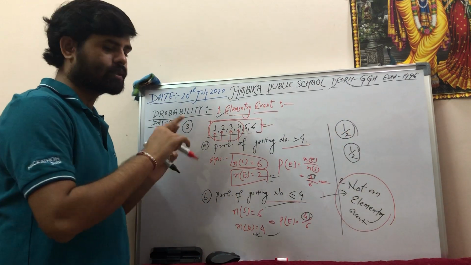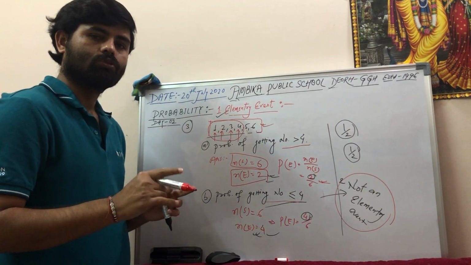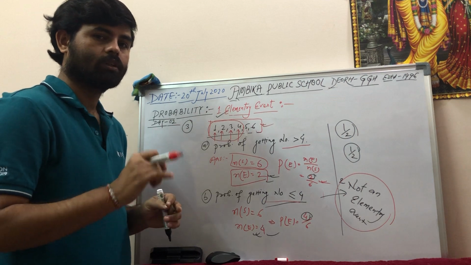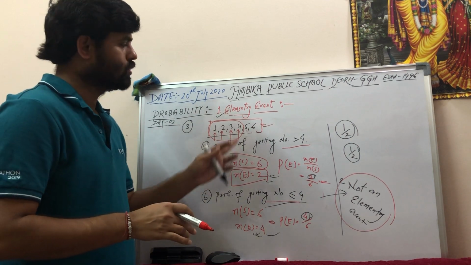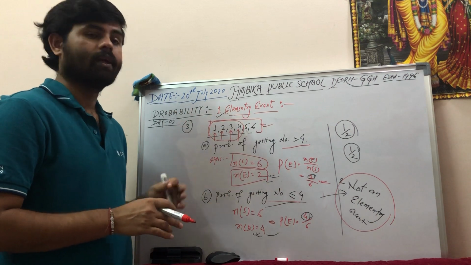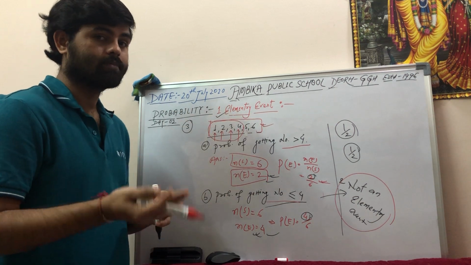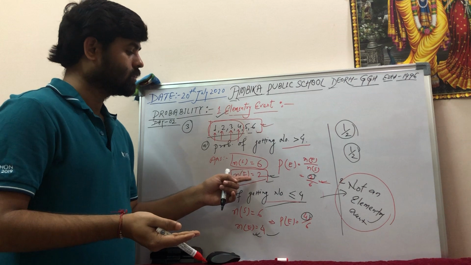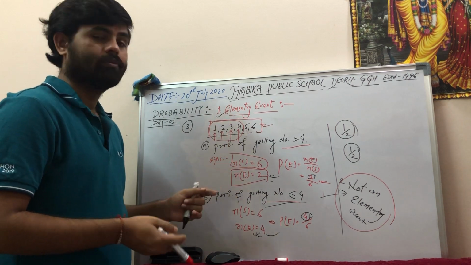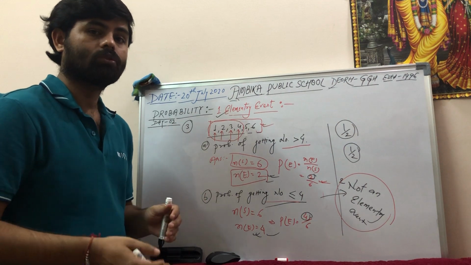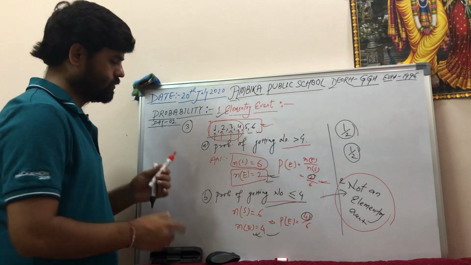Okay, so these questions can be asked in your exam in a 1 mark question. What is the meaning of elementary event? What is the meaning of non-elementary event, or not an elementary event? So you can write the definition like, if in any event the number of favorable outcomes is 1, it is called an elementary event. If the number of favorable outcomes is greater than 1, it is called not an elementary event. Fine.